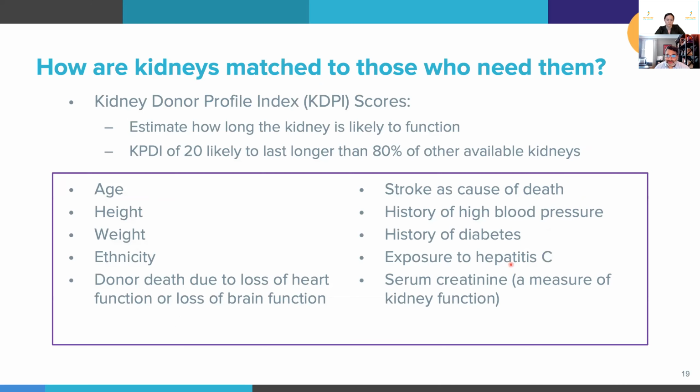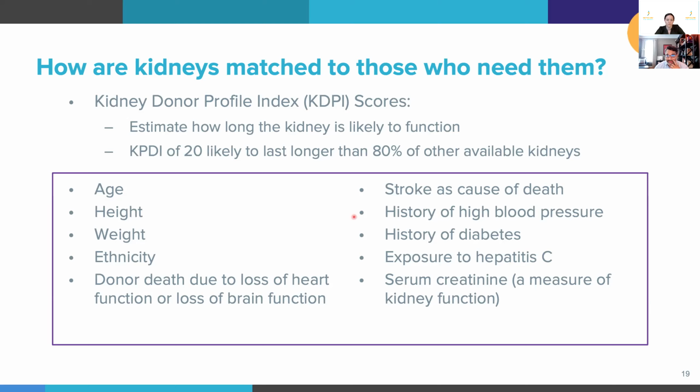So how are kidneys matched to patients who need them? And this goes back to your question earlier about how do we increase the rates of preemptive transplant? And this has been one way to do this. And so probably 5 years ago now, I think this program entered into the way we've allocated kidneys to patients when they come from deceased donors. And so every deceased donor kidney is given this kidney donor profile index, or a KDPI. And it's an estimate of how long a kidney is likely to function. And so if you get a KDPI score of 20, then it's going to last longer than about 80% of other available kidneys. So that's a pretty good KDPI score.